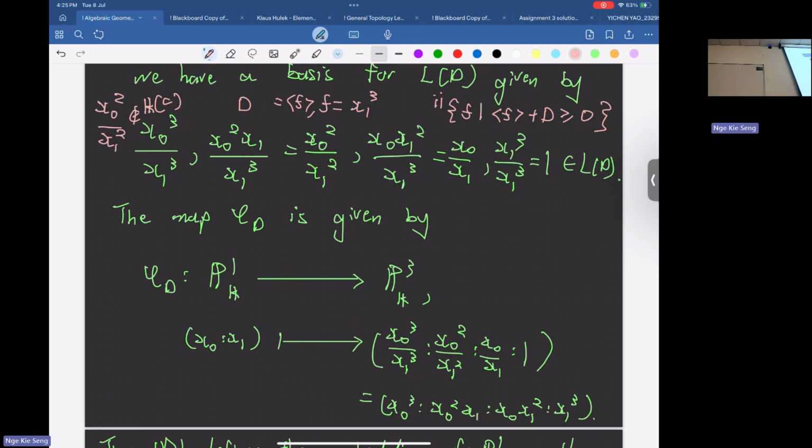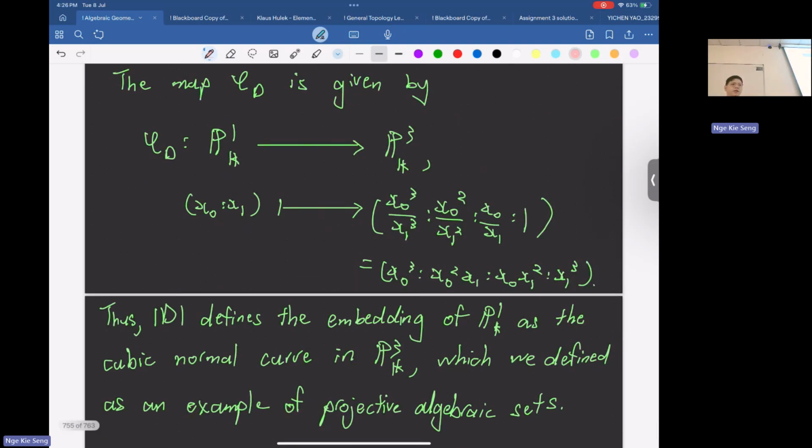If you still remember, in week 6 or week 7, you saw this curve before. Sorry? Segre embedding? Is it that? But I'm not talking about that. That one is for products, right? The product of PN. This one is the twisted cubic, the cubic normal curve here.